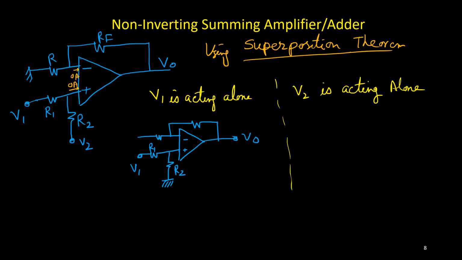So this is your V0, this end is grounded. This is your R, this is RF. Now we wish to find out this potential. I'll call this potential V1 prime. That's better. So how to find it out?